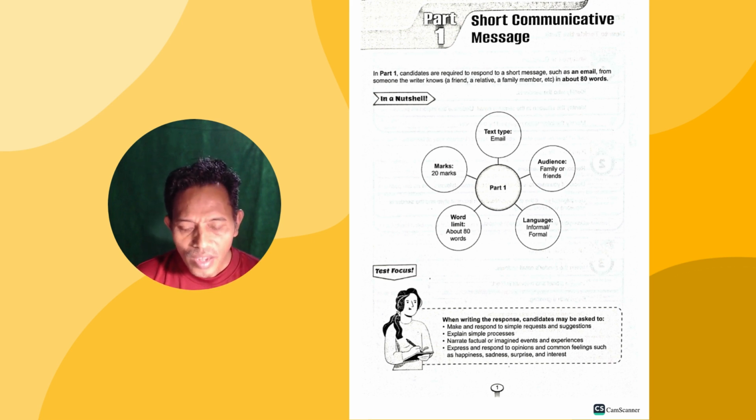There are 5 elements of writing an email. The first one is text type: students are required to write an email. The audience: family or friends. Language: informal or formal. Word limit: about 80 words. Marks: 20 marks.